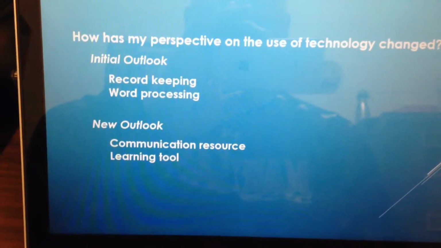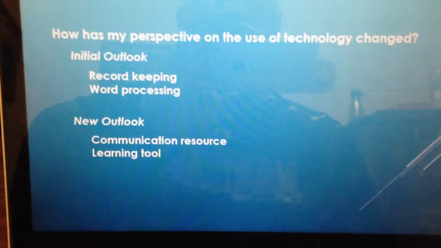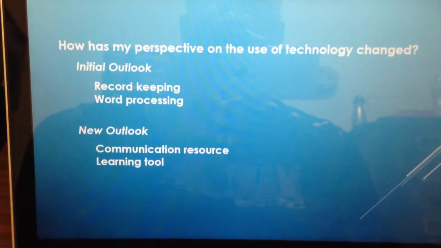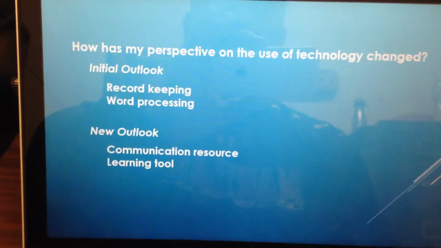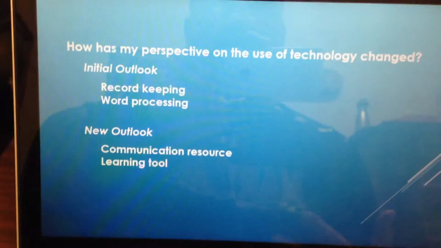Well, first I thought of technology more as record keeping or word processing. And even with the record keeping, our fitness journal, or keeping a pulse rate.